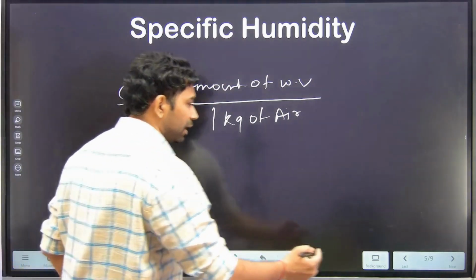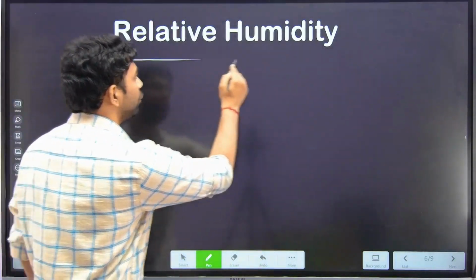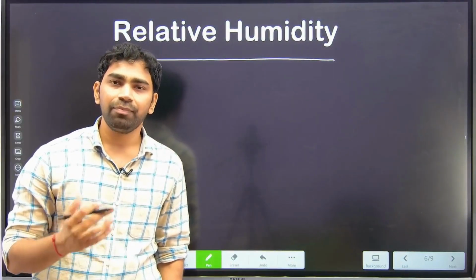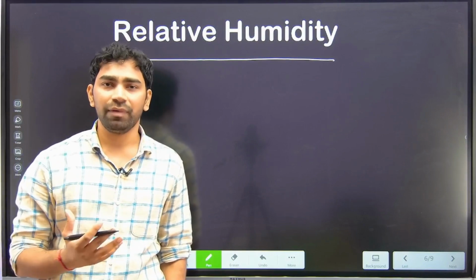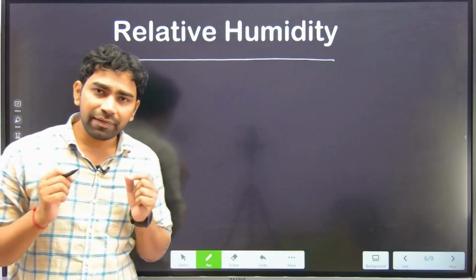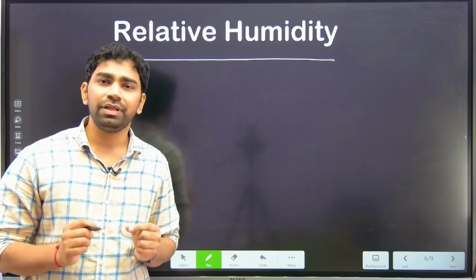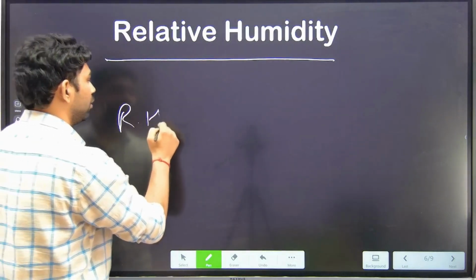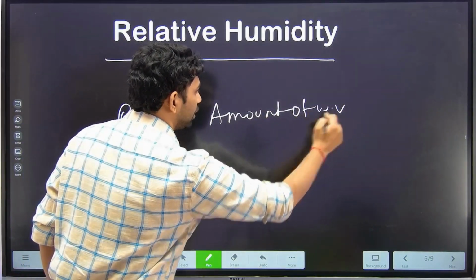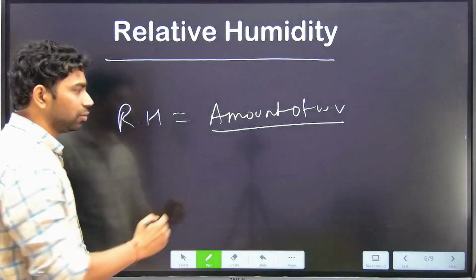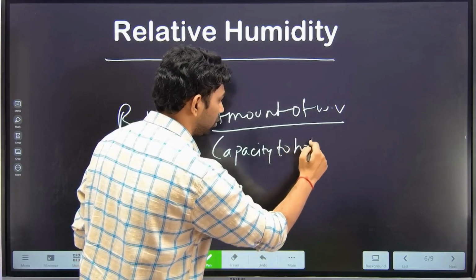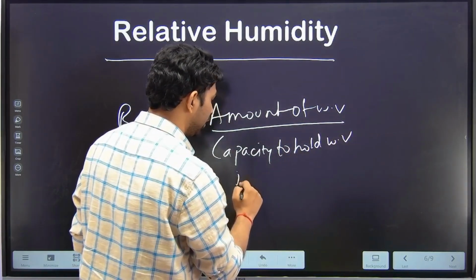Now come to another type of method, that is relative humidity. See, this type of method is very important because only after this you are able to understand the process of a rainfall or the occurrence of precipitation. Okay, so if we go with the basic definition of this term, at a given temperature, it is the ratio of the amount of water vapor present in the air to the capacity to hold water vapor in the air.